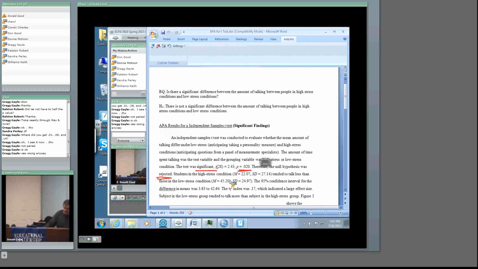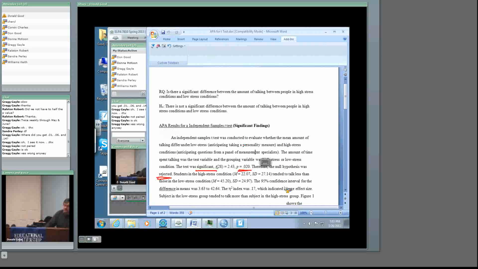Oh, I've got an extra parenthesis there. Take that out. And I report the confidence interval for the difference of means. I report eta squared in this case. You can report Cohen's d. And in this case, it's a large effect size.